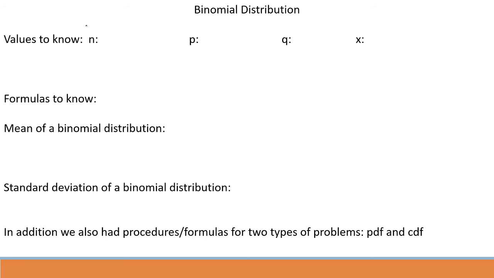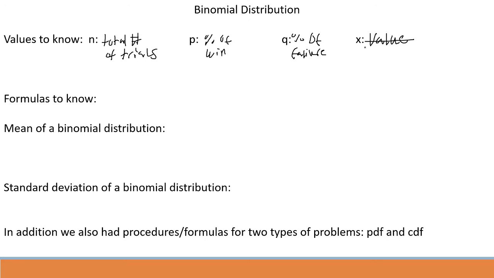So for a binomial, you have four values that you usually track. You have n, which is the total number of trials. You have p, which is the percent of a success or a win, and q is the percent of failure, and then x is the number of wins, how many successes you want. If you know these four values, you kind of know a binomial distribution.